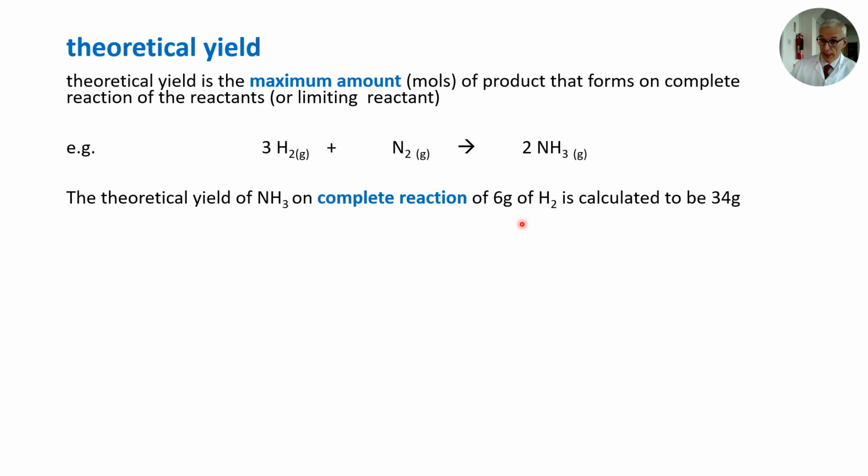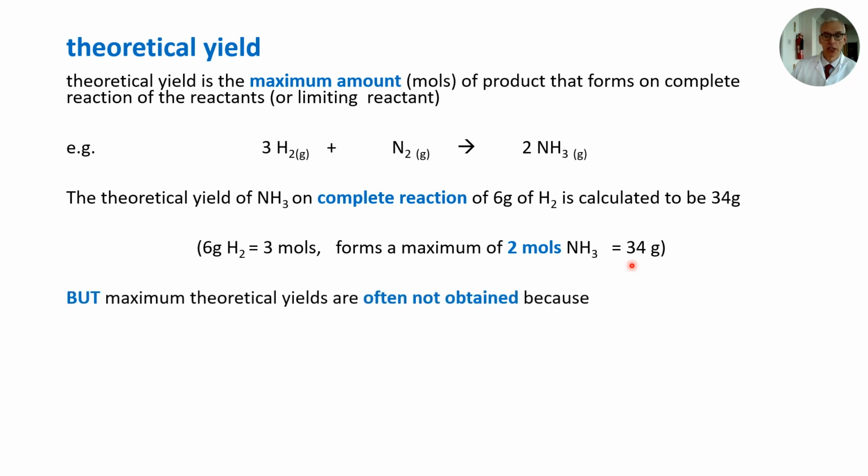We can calculate that from 6 grams of hydrogen, if they react completely, we'll get 34 grams of ammonia, based on 6 grams of hydrogen being 3 moles. 3 moles makes 2 moles of ammonia, well, each mole is 17 grams molar mass, so 34 grams. So we would expect the theoretical yield of ammonia to be 34 grams.